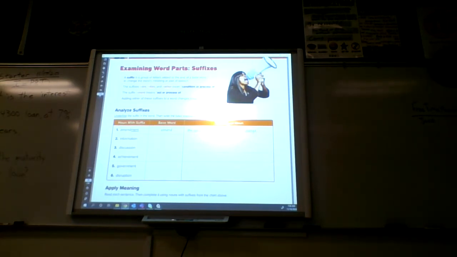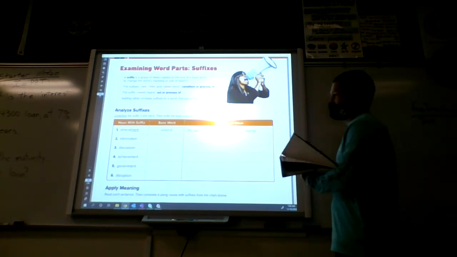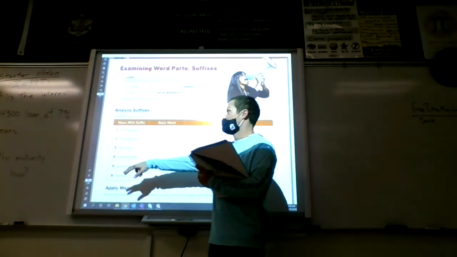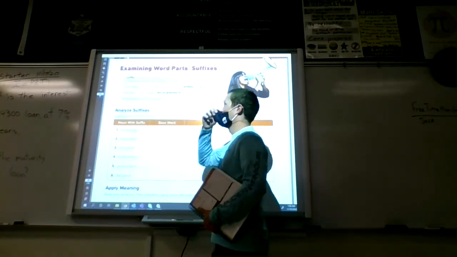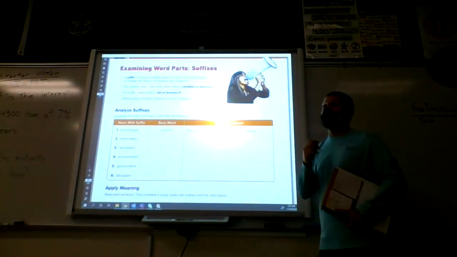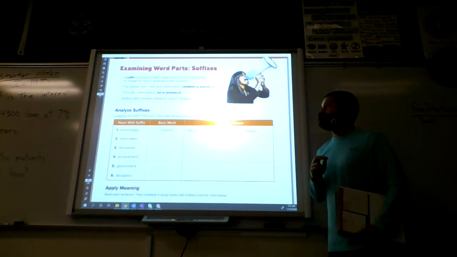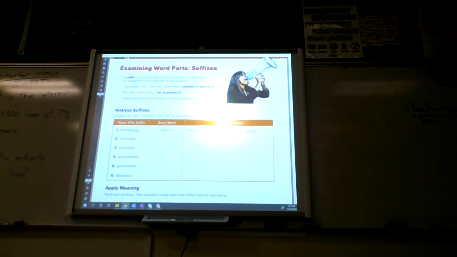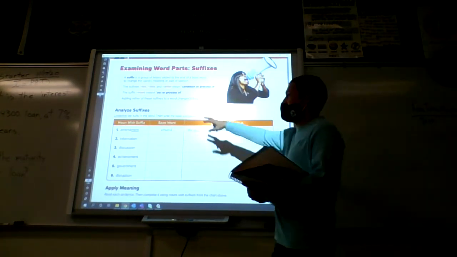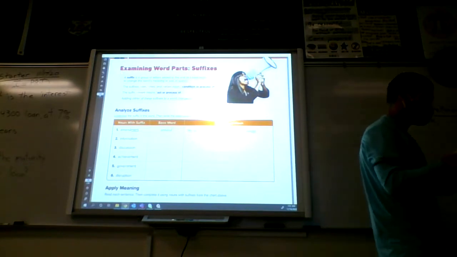Prefix, you probably heard suffix and prefix. Prefix goes before, because pre means like before. Suffix just goes after. So basically we're just adding an ending. So we're gonna go over this. Suffixes like ion, tion, and ation mean the condition or process of. And the suffix ment means the act or process of.